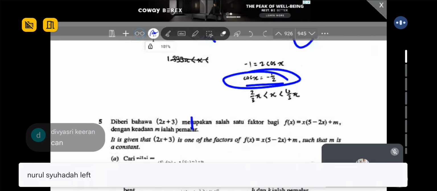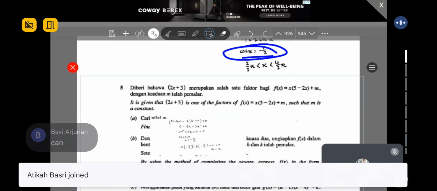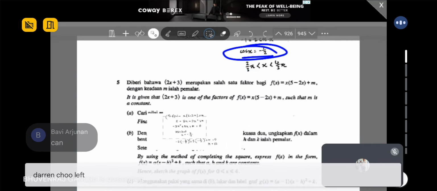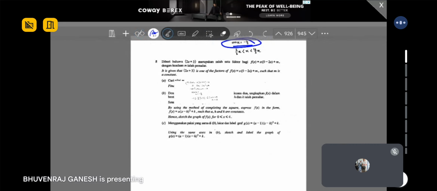Next question. Okay, so we go to the next question. They talk about quadratics, guys. Your Form 4 chapter 2. So this one is very common also. Usually you will see this in the exam.